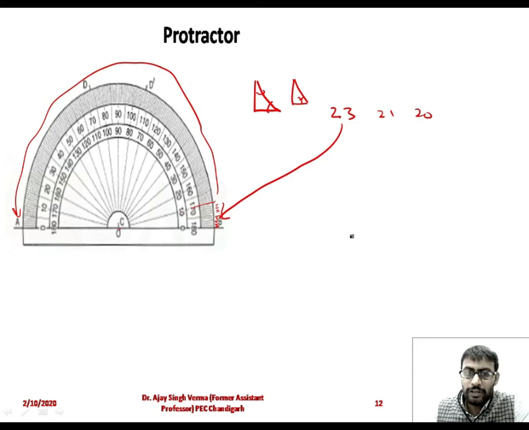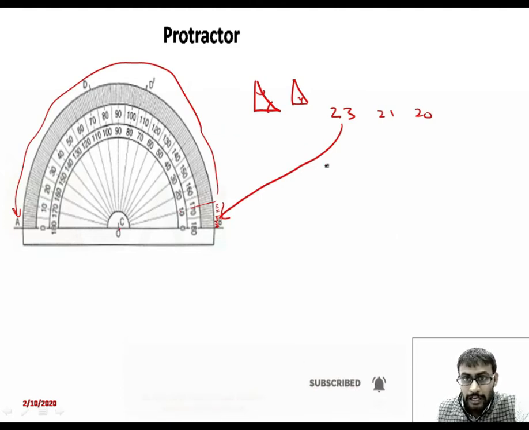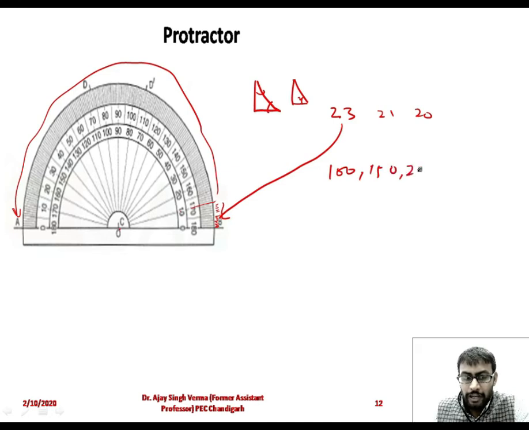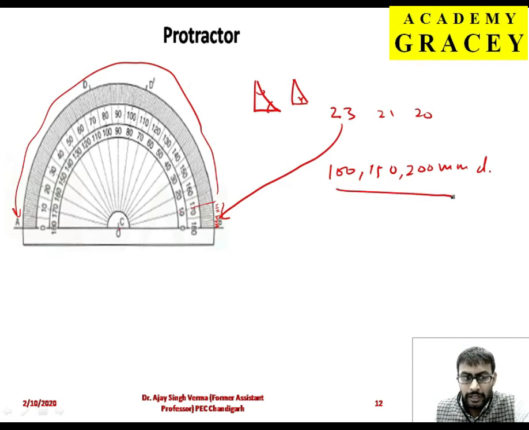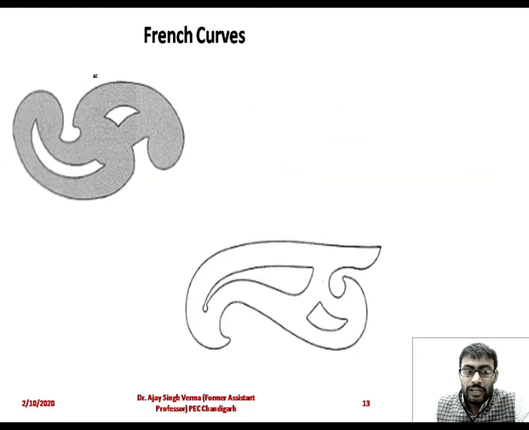It is also made of a transparent cellulose material. This protractor is available in the market. You can see in the market protractors having a range of 100, 150, and 200 mm of diameter are used in our drawing instruments. Basically we widely use the 100 mm diameter protractor in our drawing sheets. Drawing curves which cannot be drawn with the help of the compass holder.